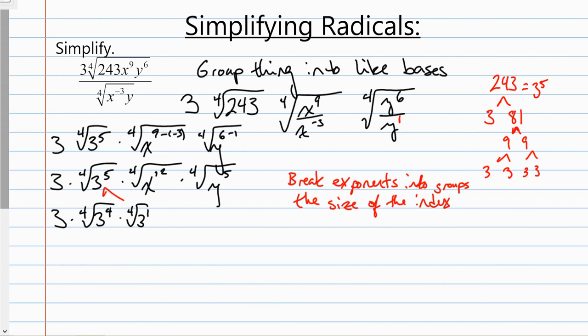My x to the 12th, though, I actually want to think about that one a little bit differently. Since 4 goes into 12 evenly, I'm going to call this x to the 12 over 4. It's a little bit easier for me to think about. And then my y's will break up just like my 3's did. So now everything that can leave the radical or simplify completely, I'm underlining in red.